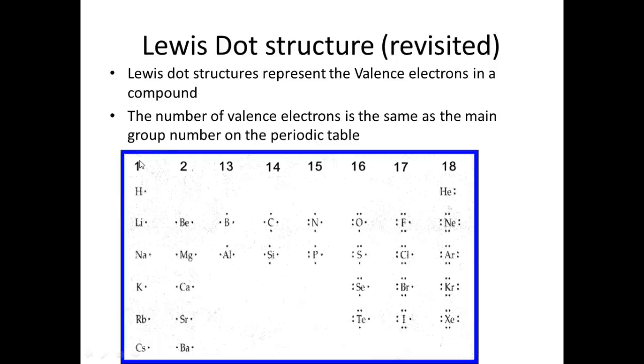So the first column, the first main group, is 1. They all have 1 valence electron. Group 2 has 2. Group 3 has 3A. I know it's 13 on here, but it's the A group, the main group, the first main column. Yes, Marcus? Are there any elements with more than 4, 6, 8 dots?